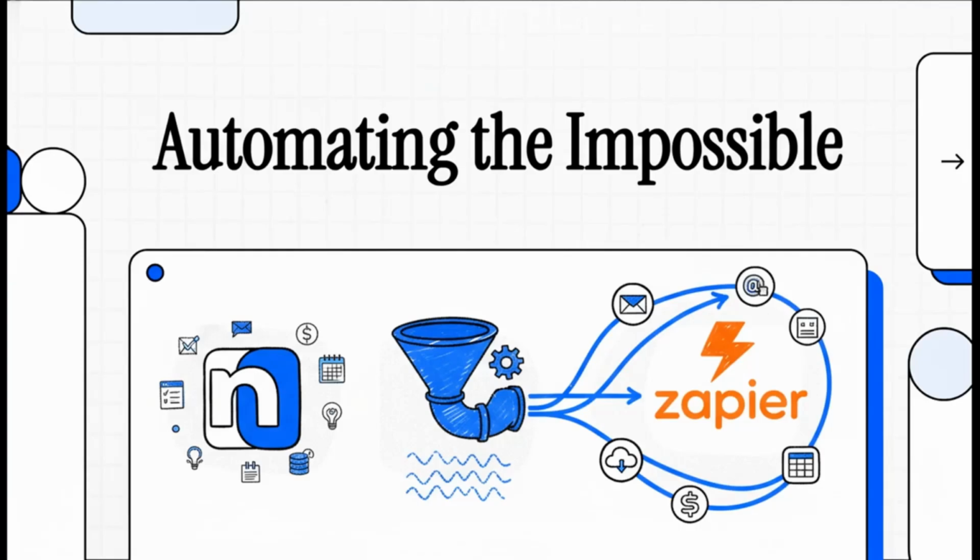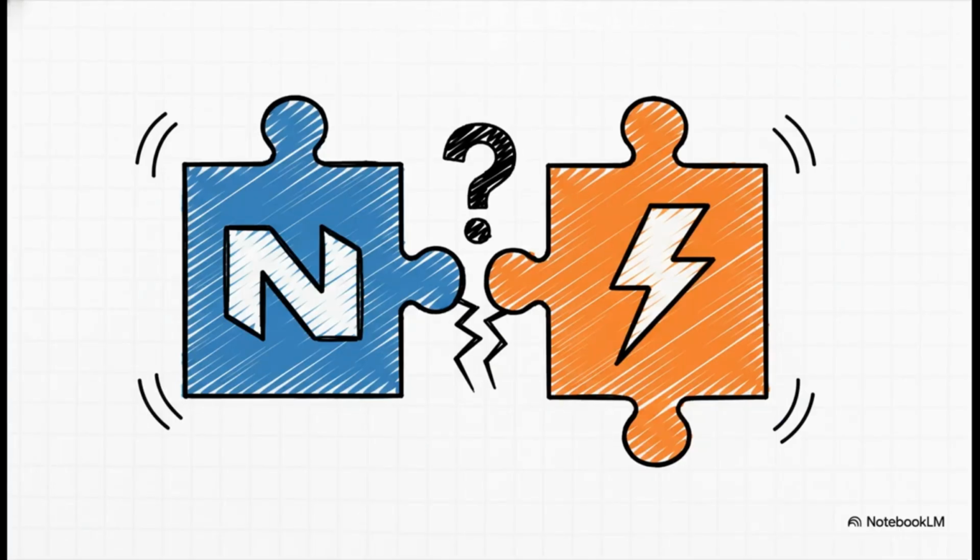All right, let's just jump right in. If you're serious about your productivity, you already know about the power couple, Notion and Zapier. Notion is where you organize, well, your entire life, and Zapier is the glue that connects it to every other tool you use. It's the engine that's supposed to make everything run on autopilot. And for a long time, it seemed like the perfect marriage, right? The ultimate combo for creating these incredible, streamlined workflows.